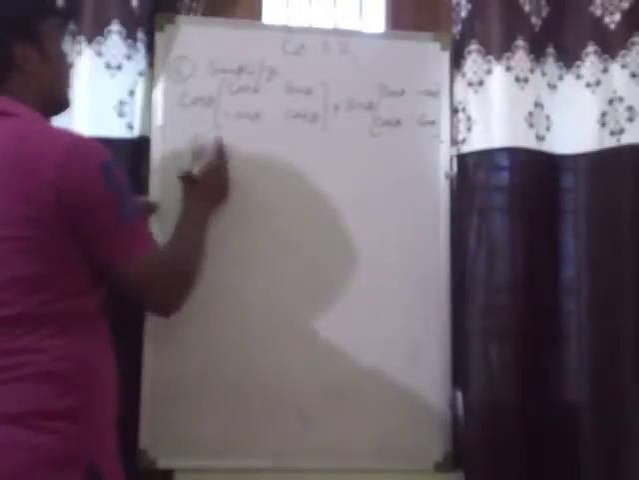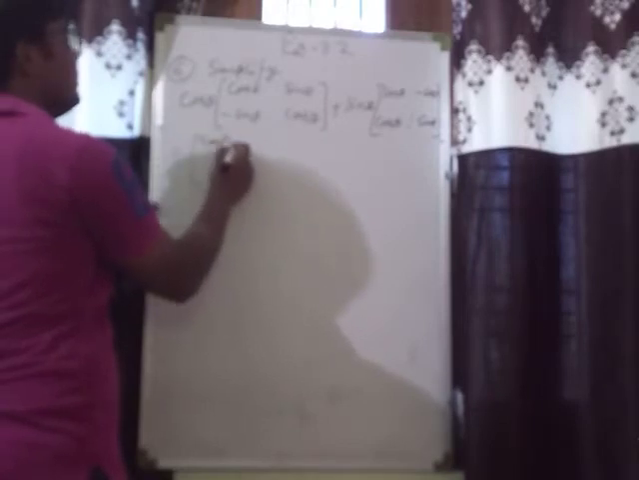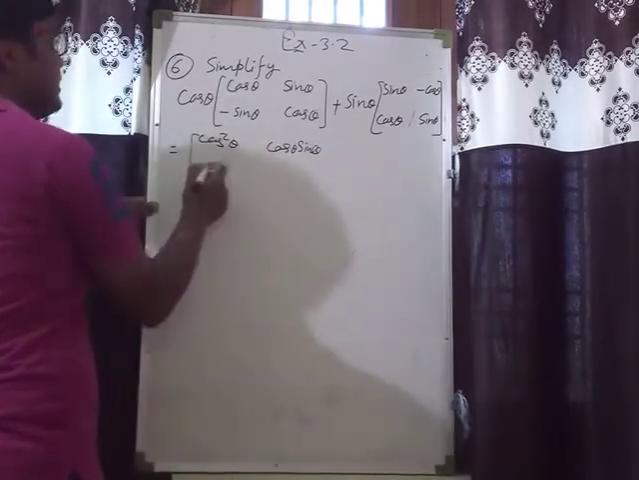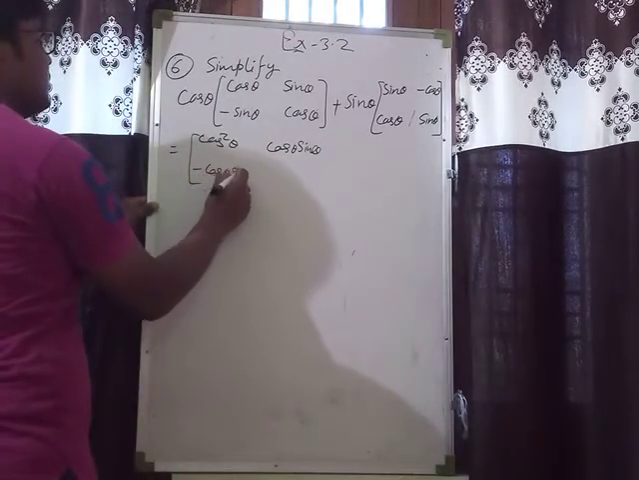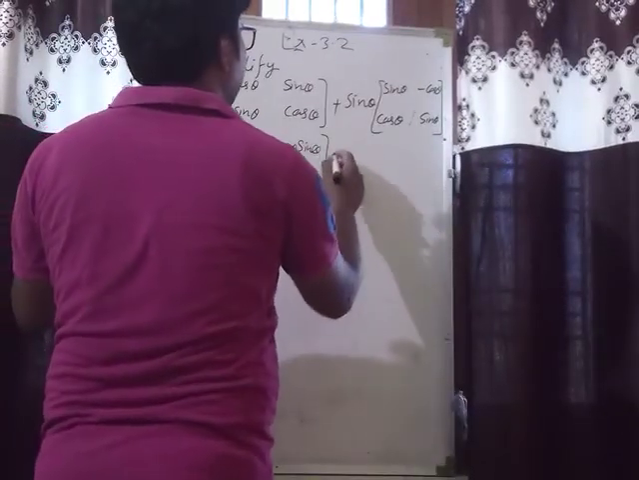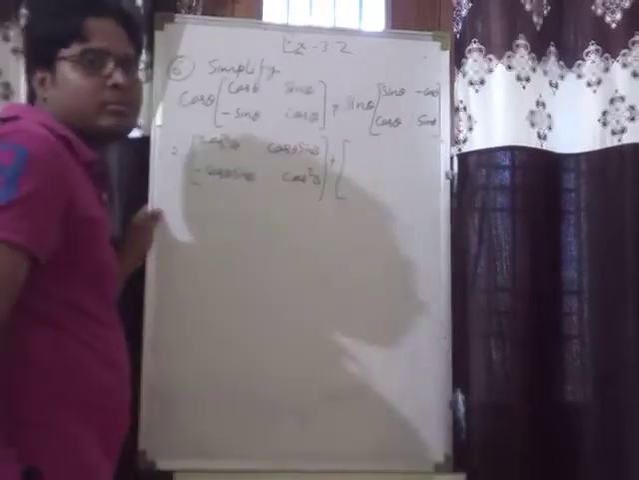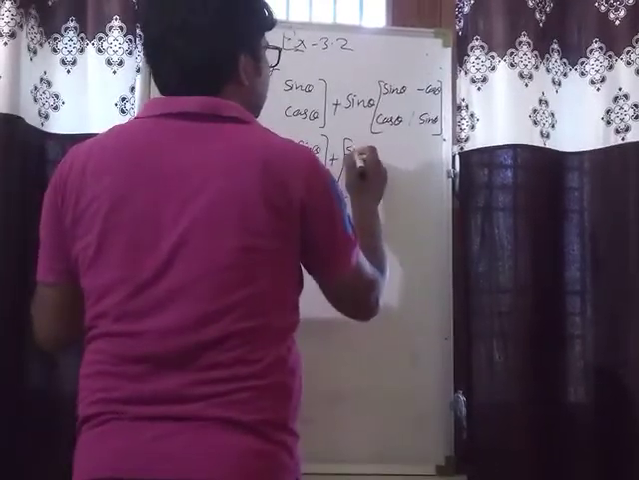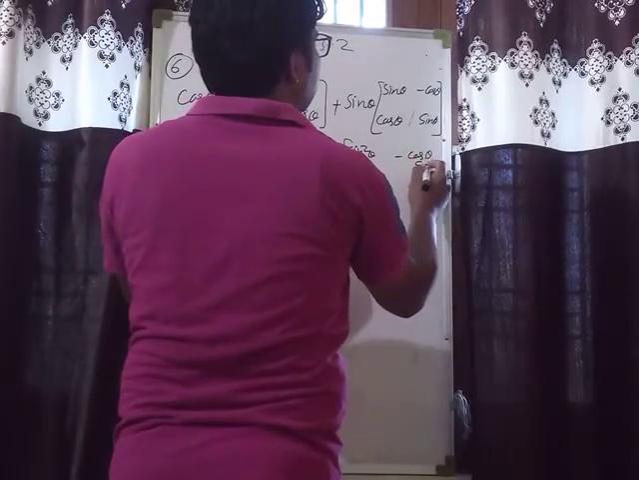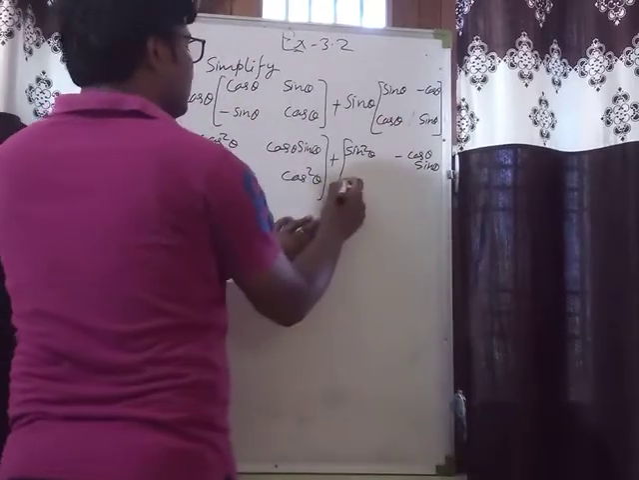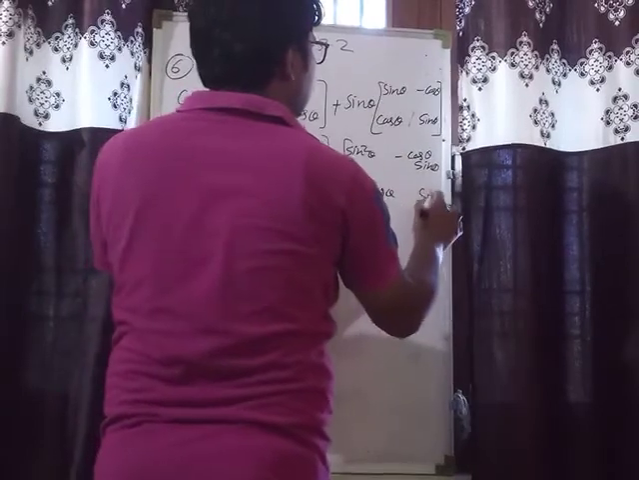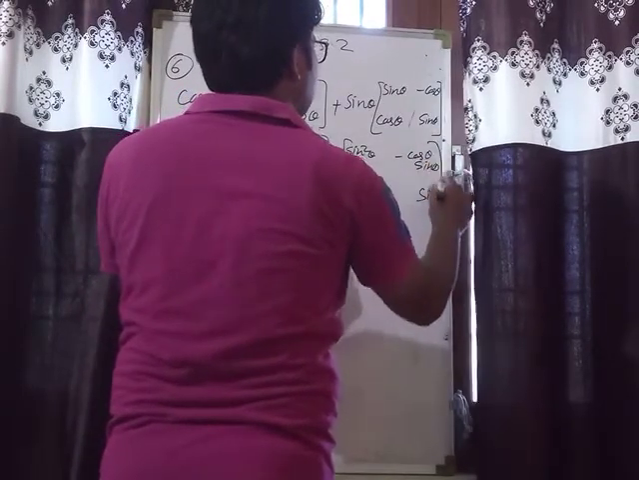So what we have? Cos into cos, cos square theta, cos into sin, cos theta sin theta, cos into minus sin, minus cos theta sin theta, cos into cos, cos square theta, and plus this one, sin सारी एंट्रीज में मल्टीप्लाई होगा. Sin into sin, sin square theta, sin into minus cos theta, minus cos theta sin theta, sin into cos, sin theta cos theta, and sin into sin, sin square theta. Okay, this one.